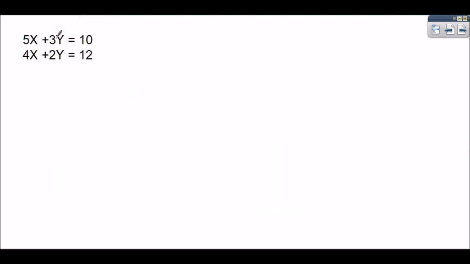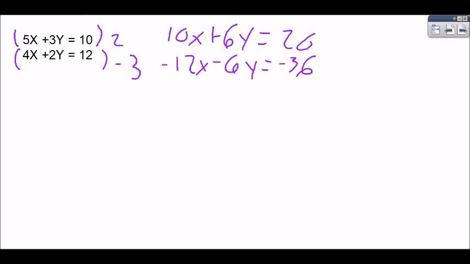My final example, I could try to multiply 5 to become 4, 4 to become 5. Neither of those work. 3 to become 2, 2 to become 3. So what I'm going to multiply is this top one by 2 and this bottom one by negative 3 so that my y's will cancel each other out. Now that I've done that, I have them lined up. I have the same number, different symbol, and I just add and simplify.